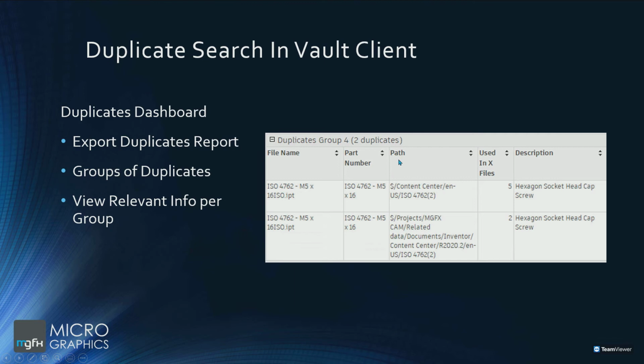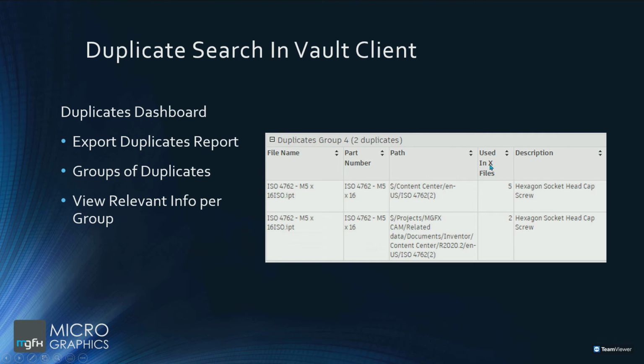That's not always the case. However, we see here that the path, the first one is in Content Center and the second one is in a folder, let's see, NGFX CAM, project called NGFX CAM. And so we may want to go and open up that specific folder or that part there and see where it's used. Open those assemblies and replace it with the file from Content Center.